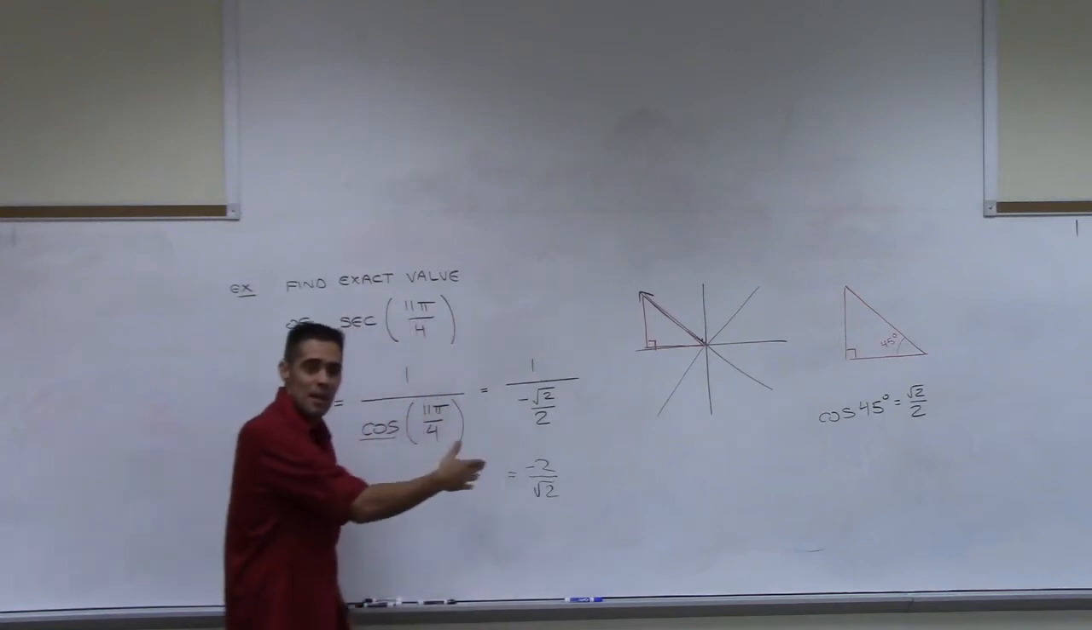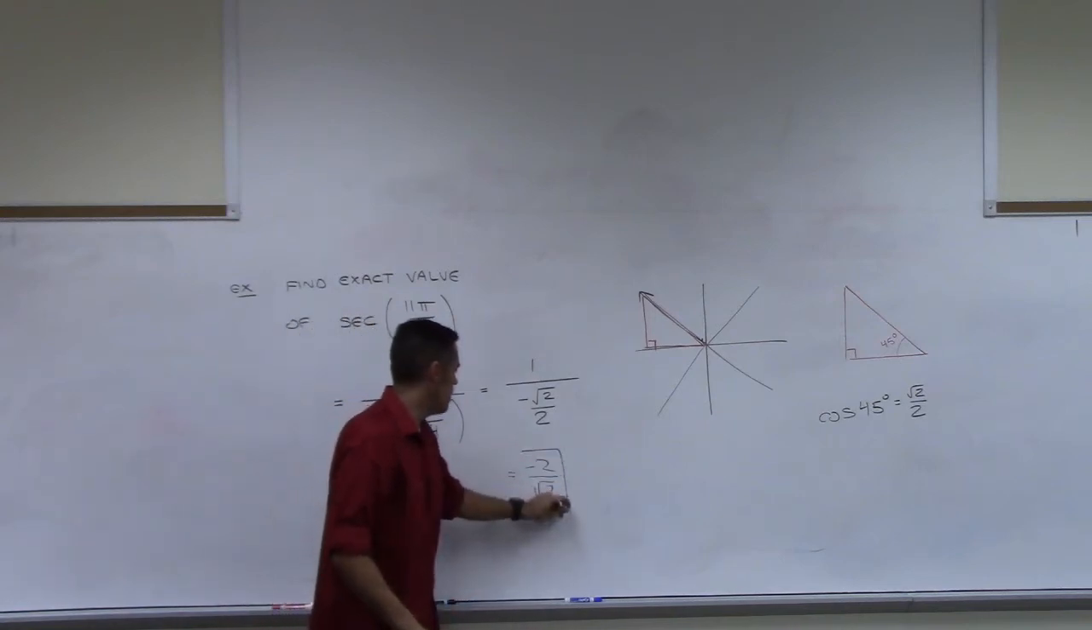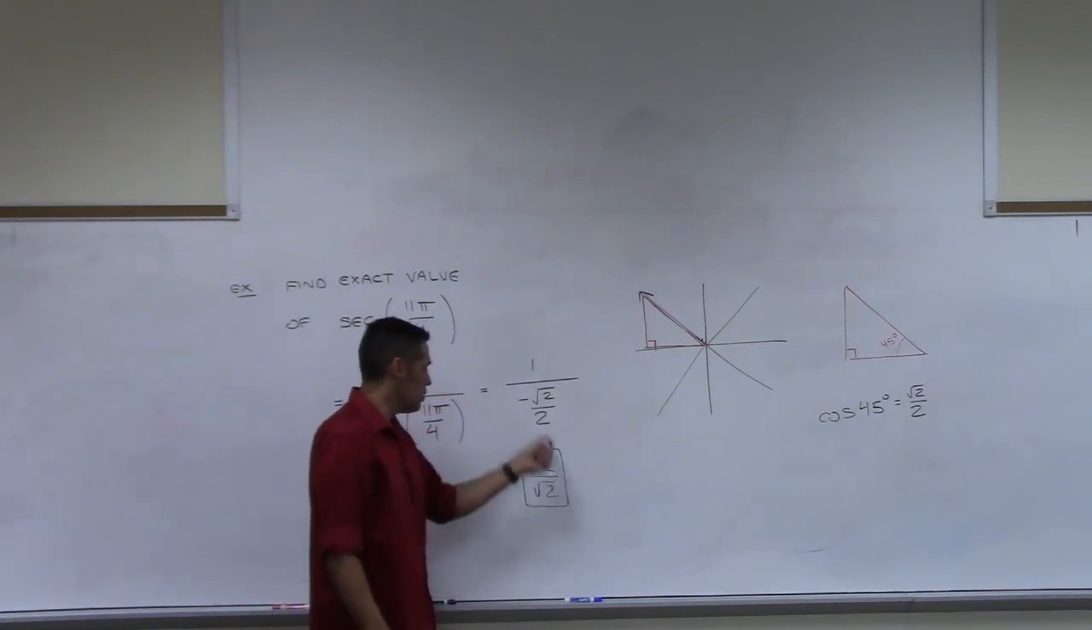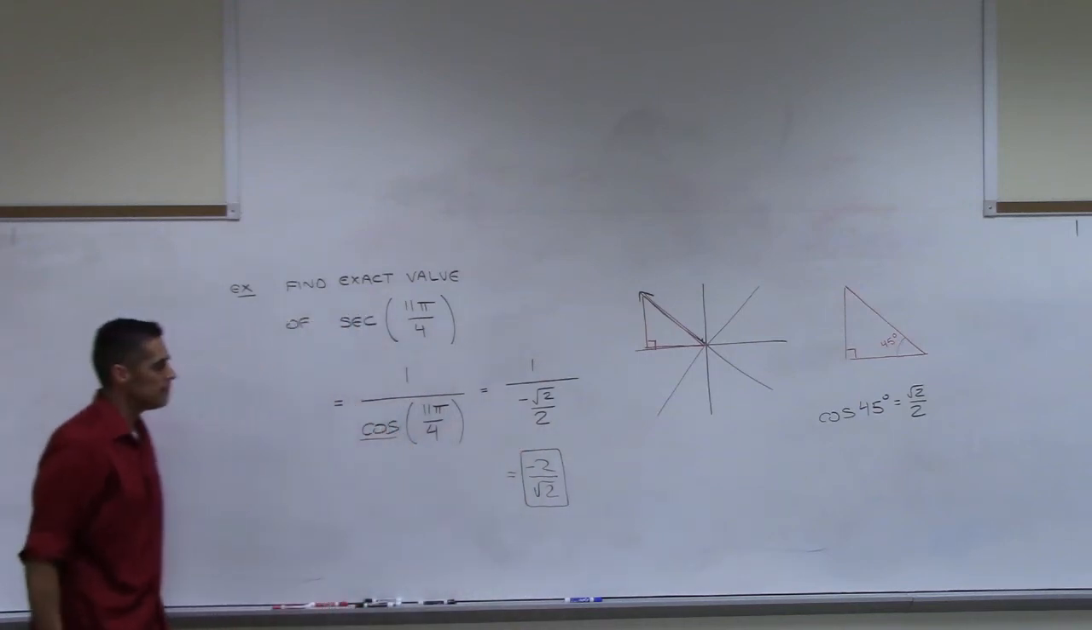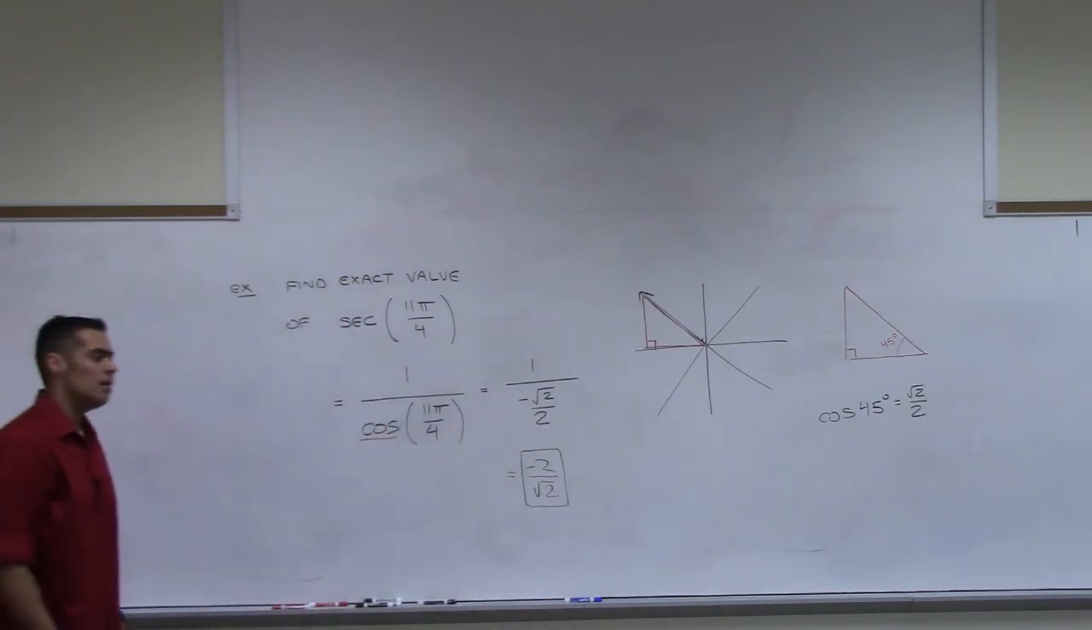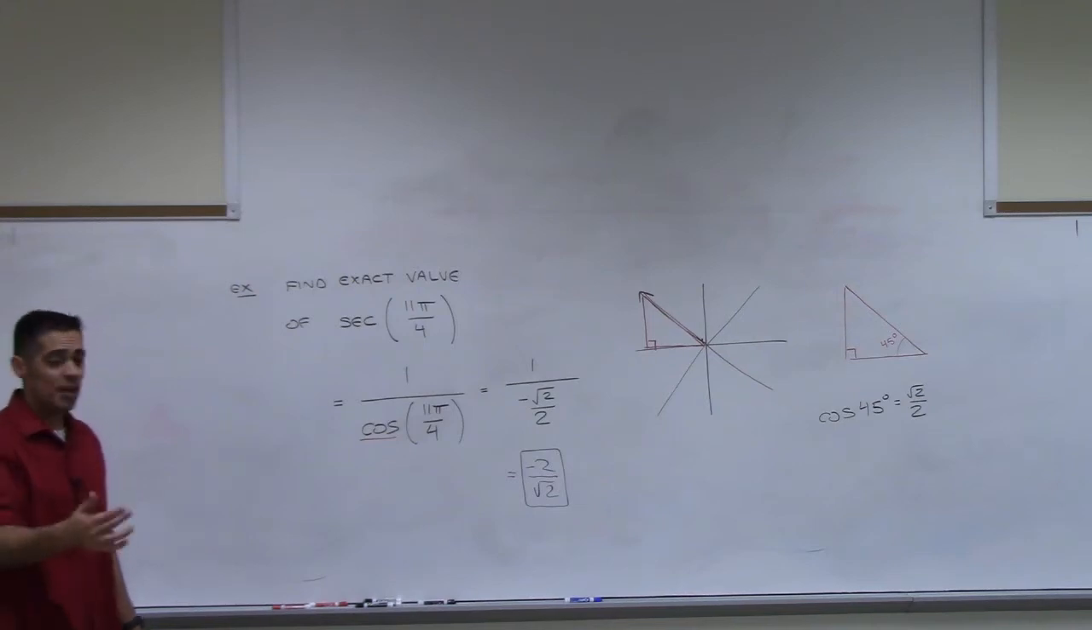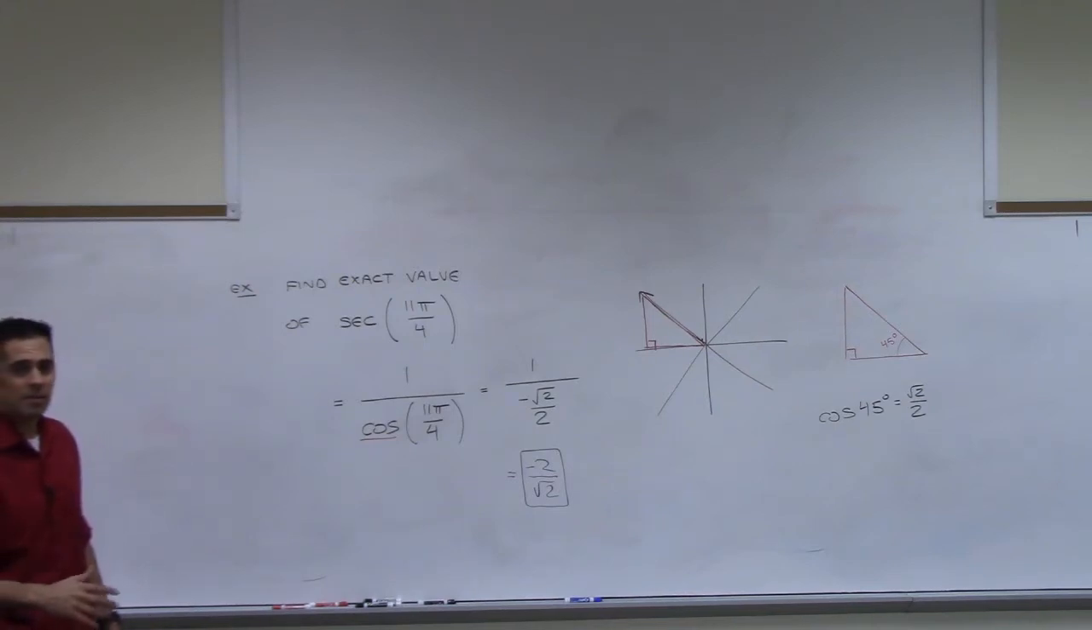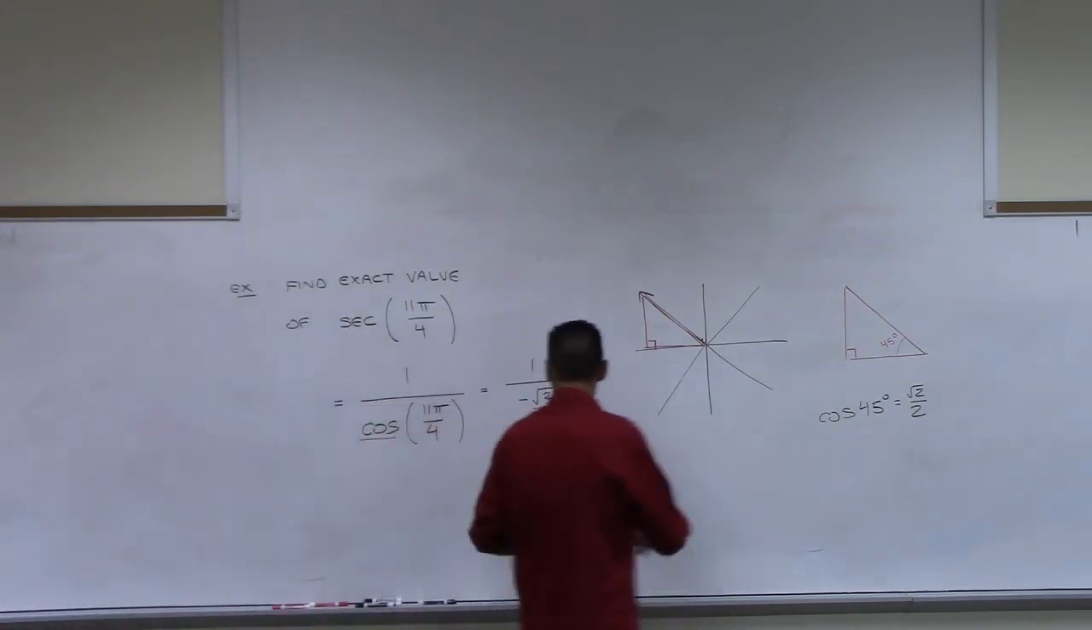And then you could rationalize the denominator or just leave it. If you're checking answers in the back of the book, they're going to rationalize. You don't have to, on a test, you can just leave it like that. But again, if you're checking in the back of the book, trying to see if you're getting the right answer, they're going to multiply this by root 2 over 2.